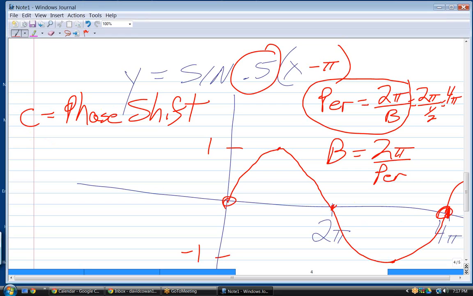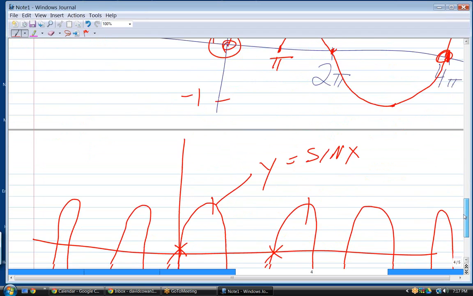C is positive pi, because the standard format is x minus c. So in our case, c is a positive pi. A positive pi means shift it to the right. So instead of starting at 0, I'm going to go over pi units and start my curve right there. Now, I'm still going to have a period of 4 pi.